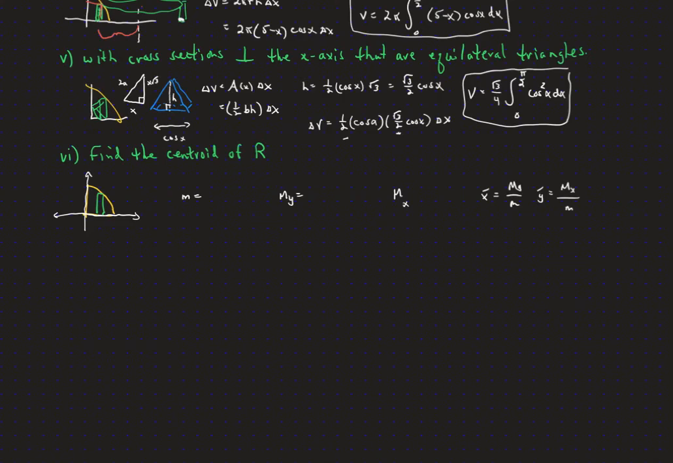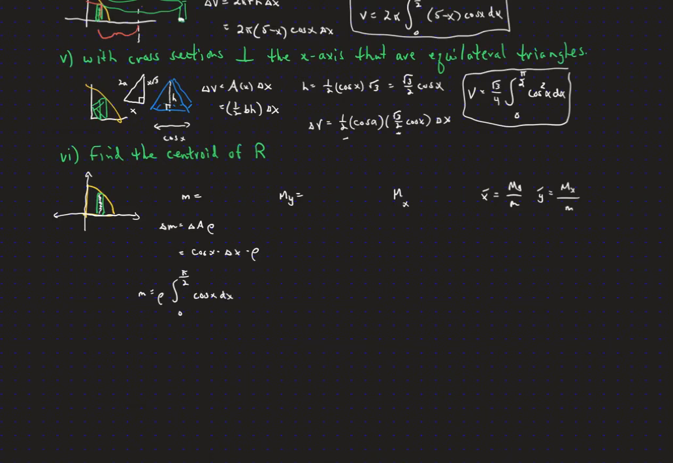So the mass is really going to be just whatever the density is times that area. So our delta mass is going to be our delta area times, we'll just call it rho. And our delta area is just the area of a rectangle, which is our function times delta x. So our mass is going to be rho times the integral from 0 to pi over 2 of cosine x dx.